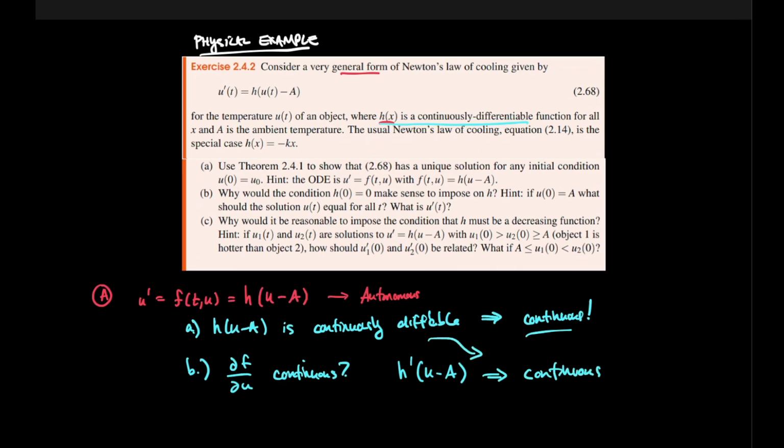Right, so that's also here. So it does, in fact, fit the bill. Both of those things are continuous. This thing's going to have a solution, and it's going to be one of a kind passing through that particular point.